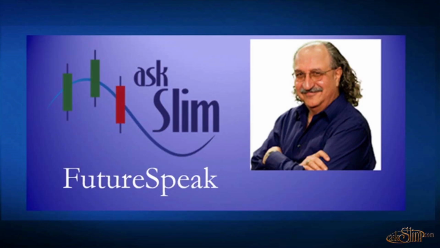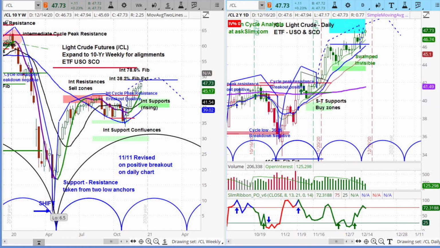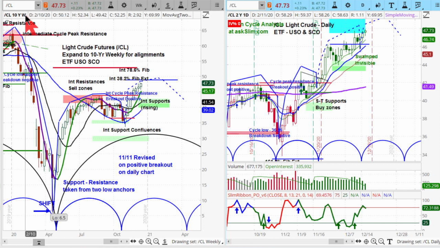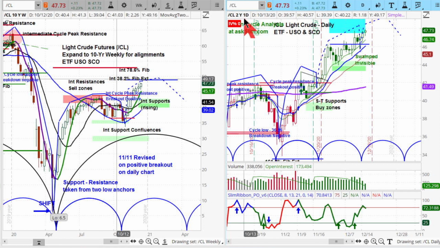For those of you that are brand new, we are looking at cycle analysis. This is the light crude market that we're going to start out in. On the left is a 10-year weekly chart, and on the right is a 2-year daily chart. And we're looking at a combination of things that give us information about the condition of the market. Cycle analysis is a visual way to see the flow of money, which moves around in a rhythmic fashion. They call cycle analysis identifying the heartbeat of the market.